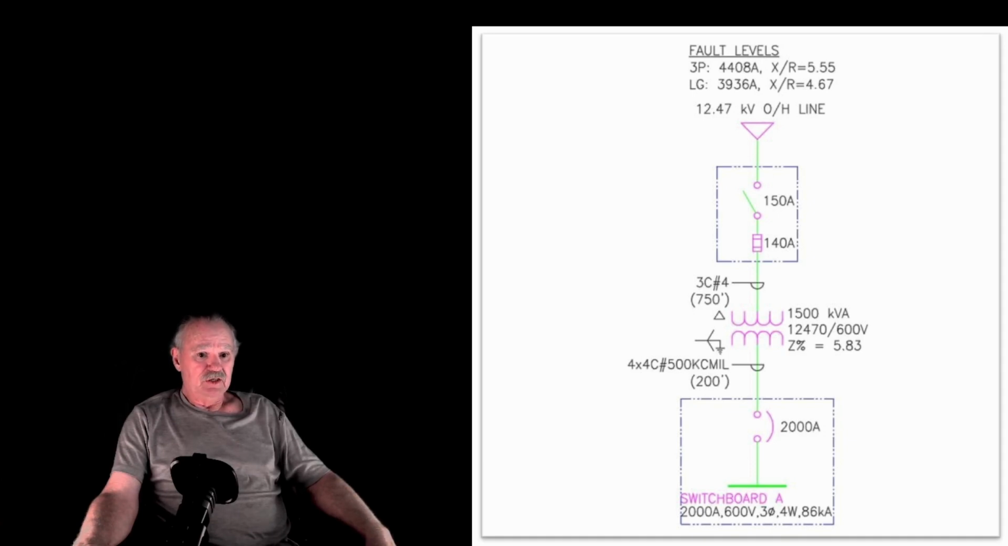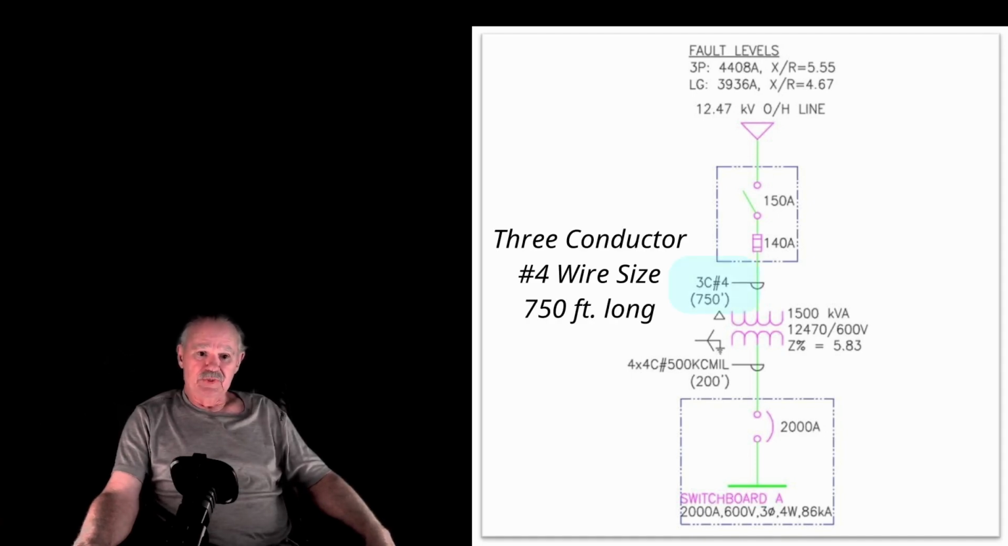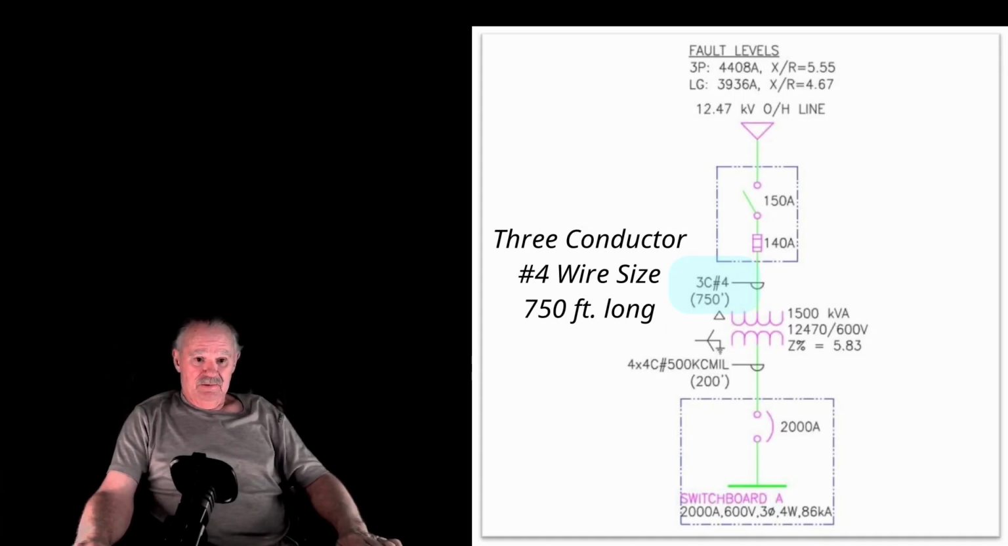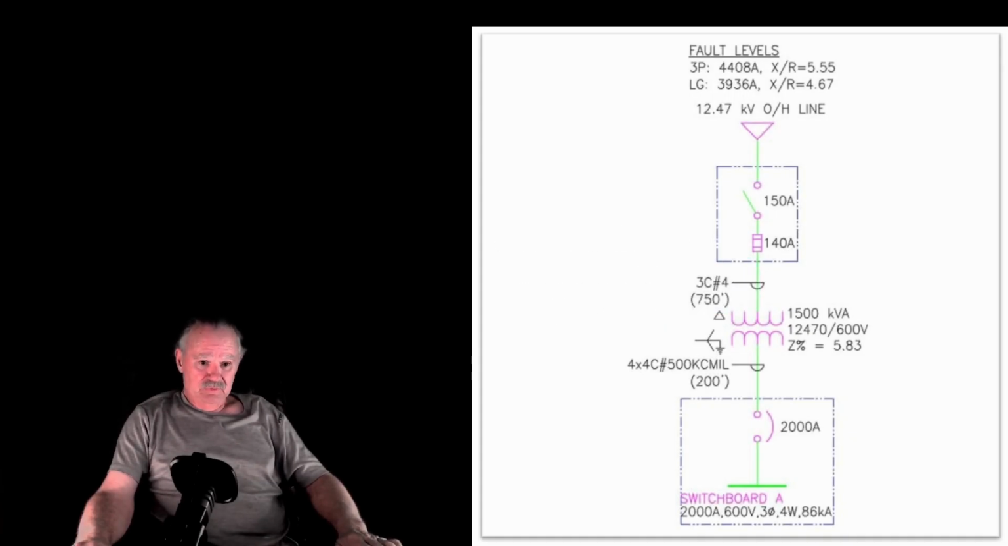That's 1500 kilovolt amps. It is 12,470 volts stepped down to 600 volts. We can find that also. If we look on the other side, we can see a 3C with a 4. 3C means it is a 3 conductor. It gives us all the information about the wires. It gives us information about the ratings of all the components.